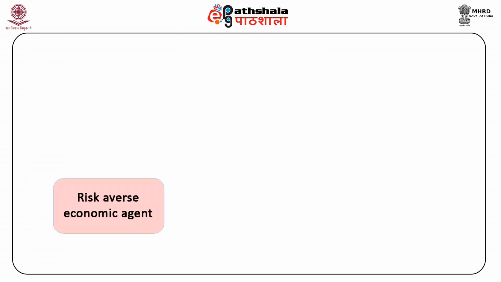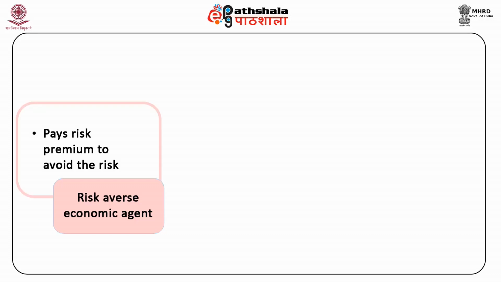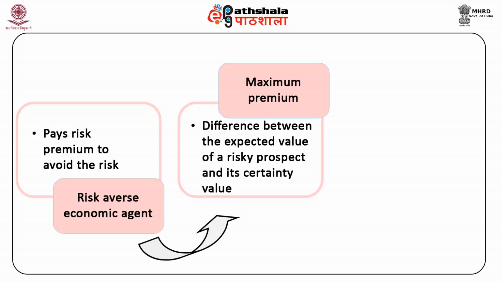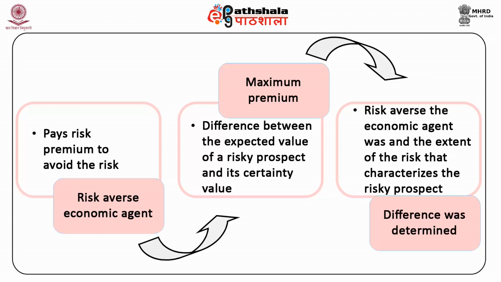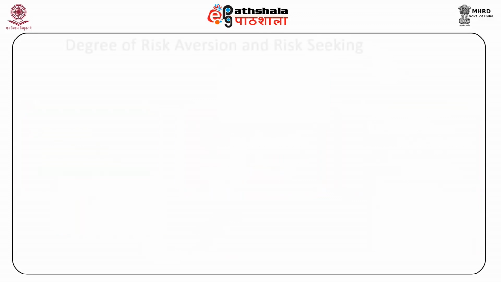A risk-averse economic agent is prepared to pay risk premium to avoid risk. The maximum premium in that module that an agent was prepared to pay was equal to the difference between the expected value of a risky prospect and its certainty value. This difference was determined by how risk-averse the economic agent was and the extent of the risk that characterizes the risky prospect. Next, we shall discuss the degree of risk aversion and risk seeking.